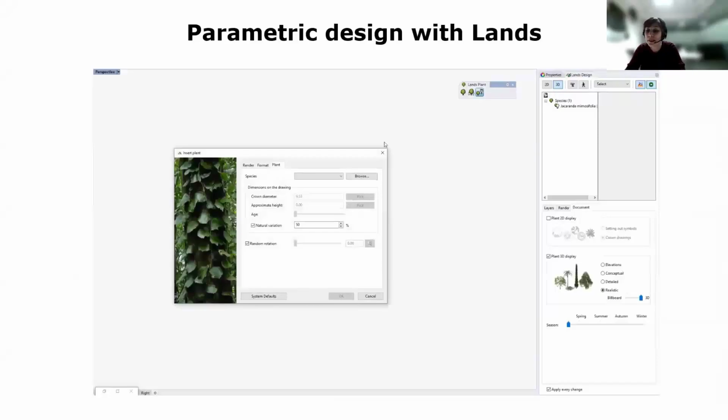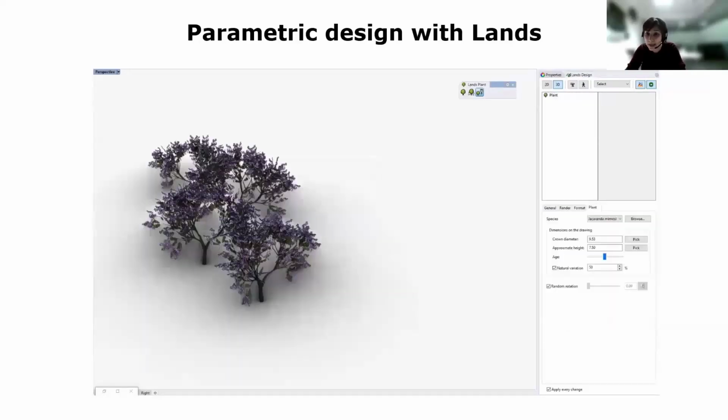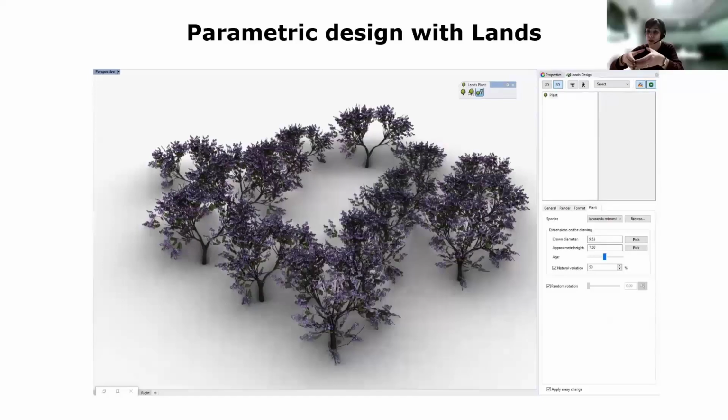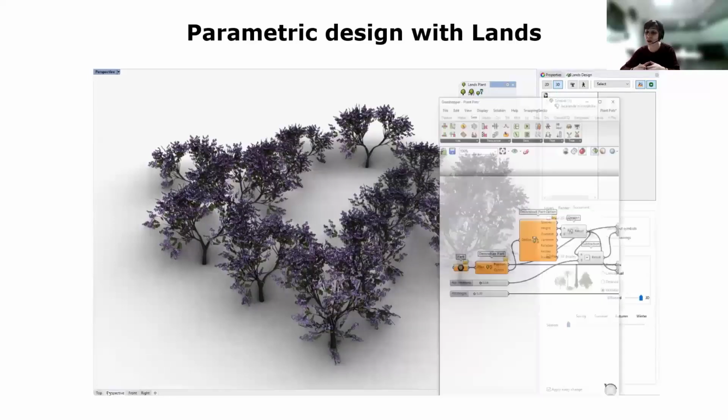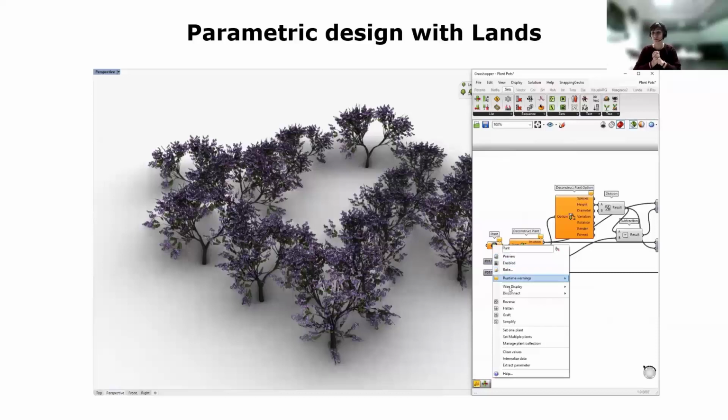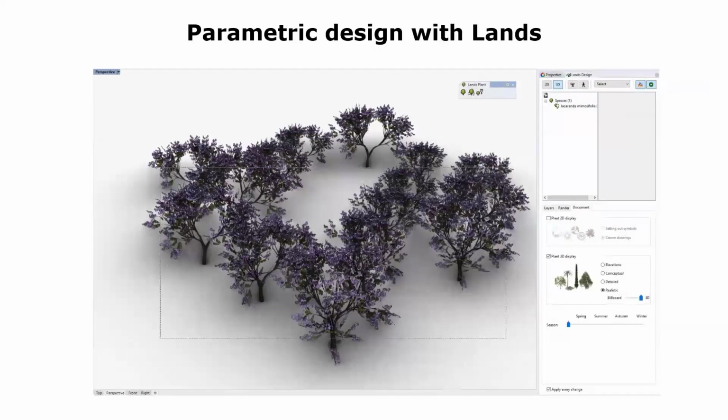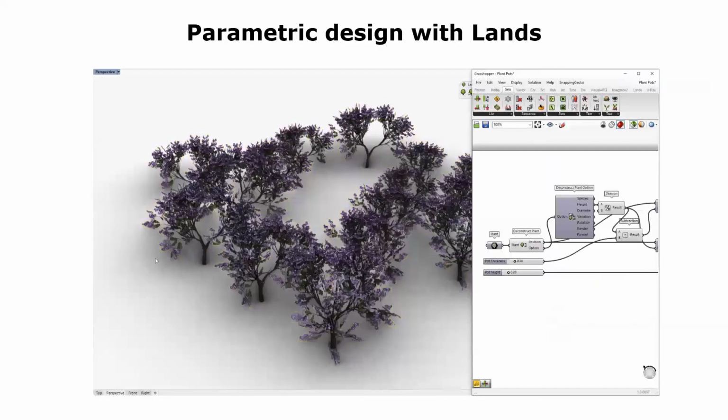So this is a simple example of what we can do with Grasshopper. We are going to insert some plants, and then we want to have some plant pots with the same diameter of these plants.